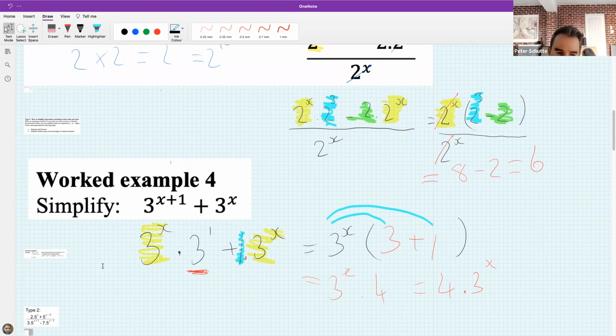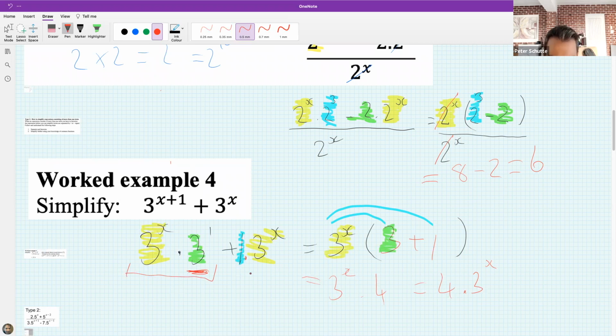Okay, let me think about it this way. Everyone can see the 3 to the x. There's no problem there. Fine. Now, what's next to the 3 to the x? There's a 3. So that's why I write this 3 here. Because 3 to the x times 3 gives me this first part here.